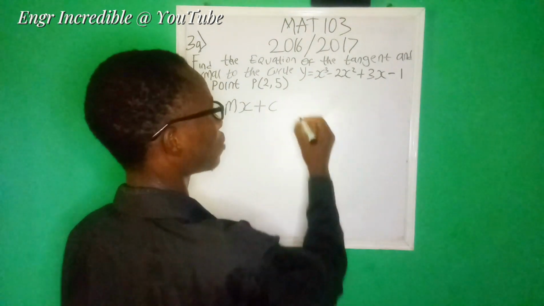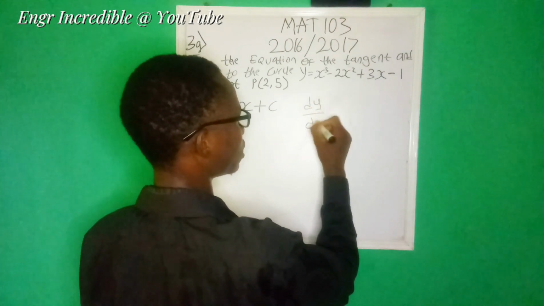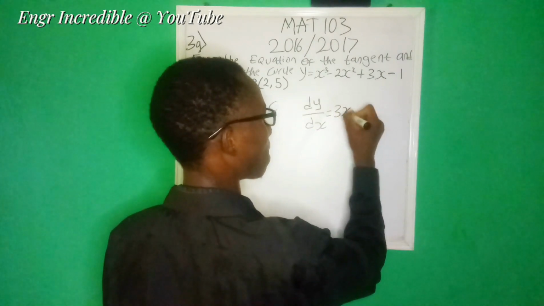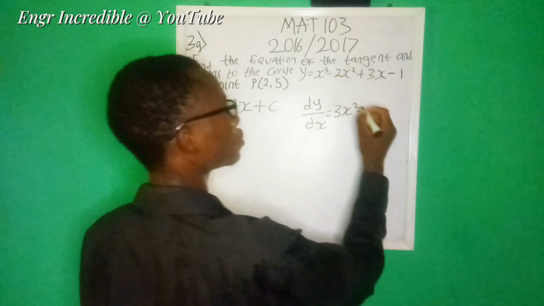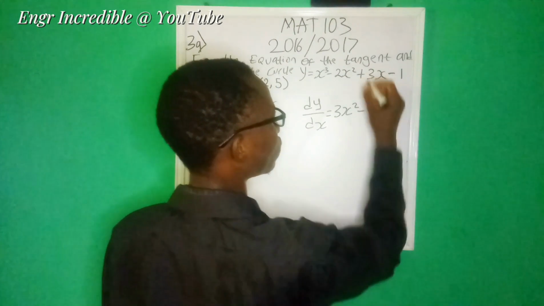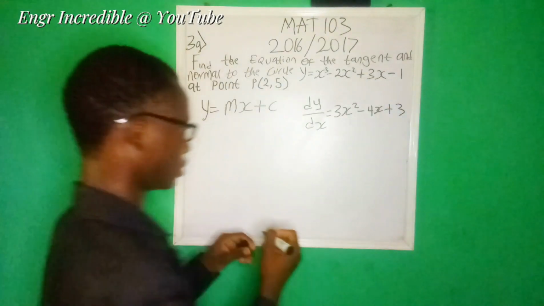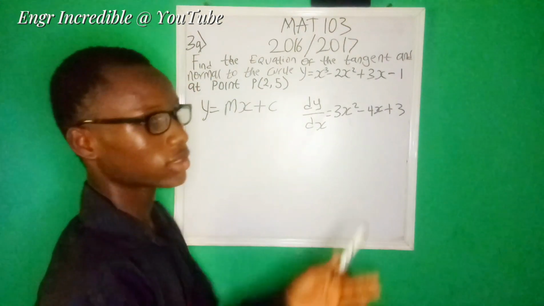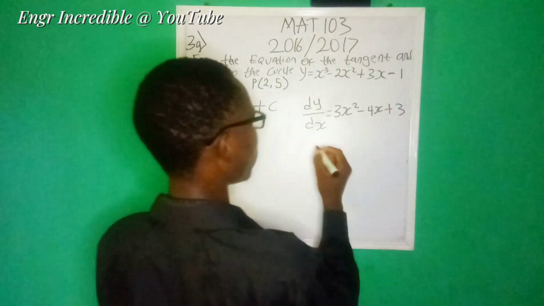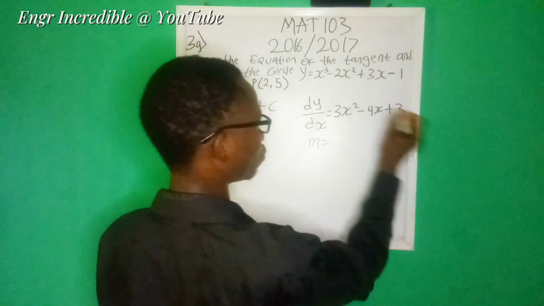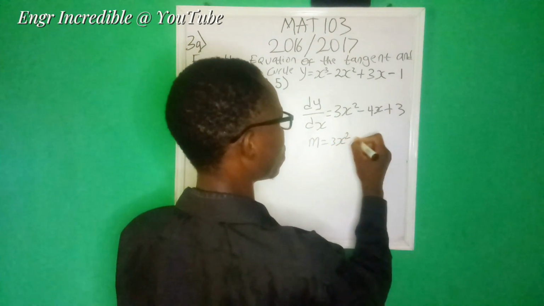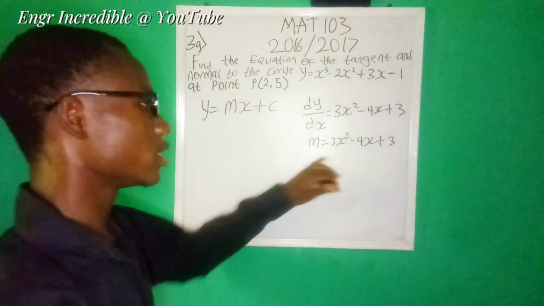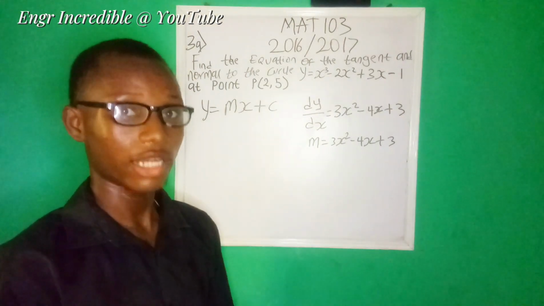If this is y, the differentiation of this with respect to x will give us 3x squared minus 4x plus 3. So dy/dx is also the same thing as the gradient, m. Our dy/dx, which is the same thing as m here, is equal to 3x squared minus 4x plus 3. From here we need to get an actual value.